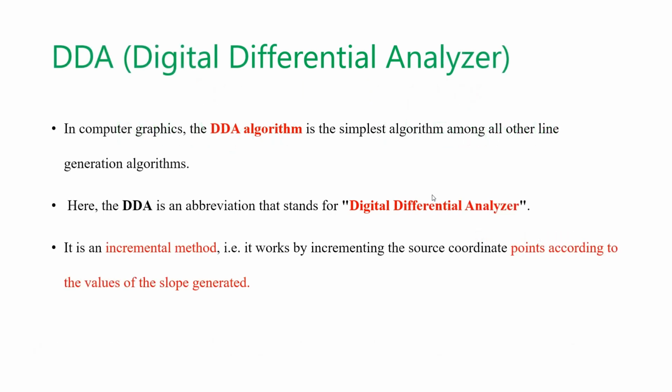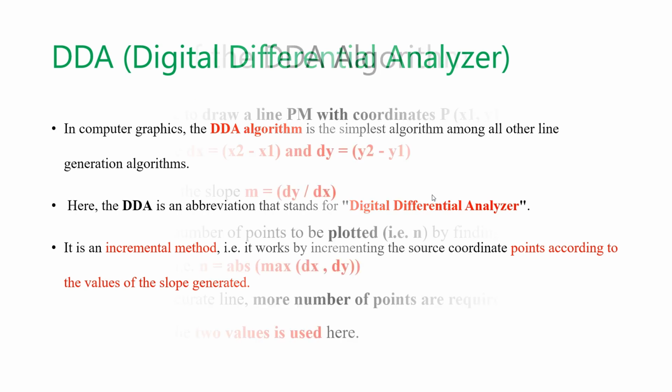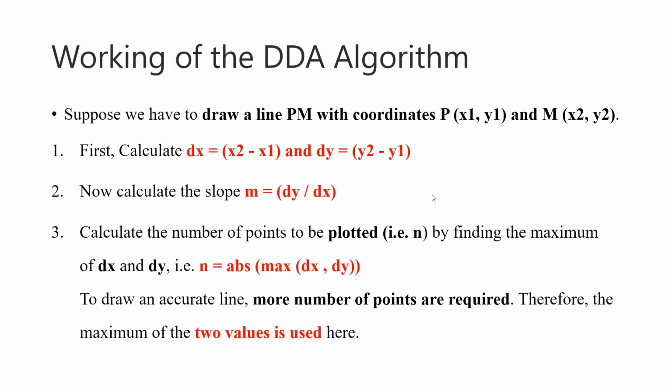DDA is the digital differential analyzer. It is the simplest algorithm among all the other line generation algorithms. DDA is the digital differential analyzer. It is an incremental method. It works by incrementing the source coordinate points according to the value of the slope generated. Okay, what is the working of the algorithm?